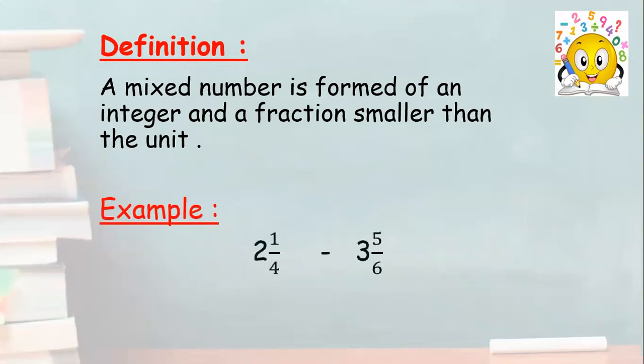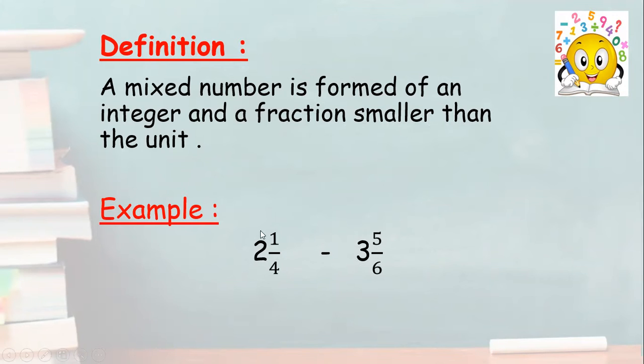For example, if I have 2 and 1 over 4, 2 is the integer or the whole part, and 1 over 4 is the fraction. 1 over 4 is smaller than 1. Another example: 3 and 5 over 6. 3 is the integer or the whole part. 5 over 6 is the fraction and it is smaller than 1.